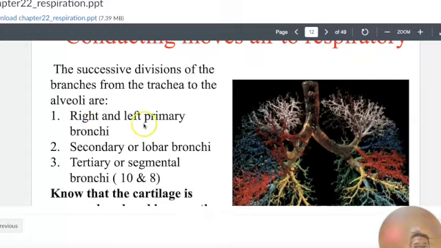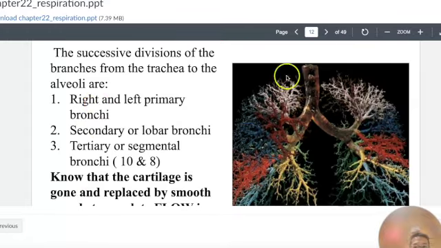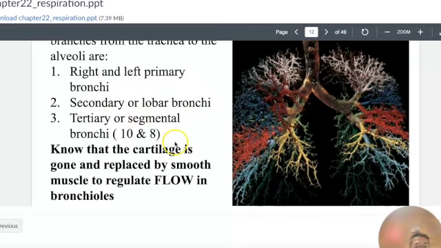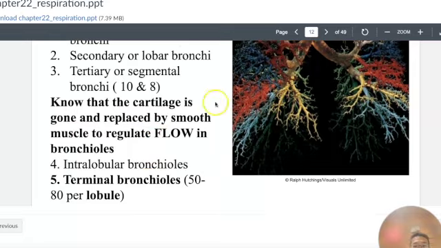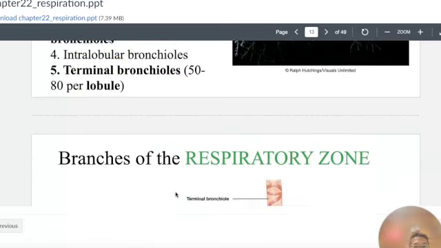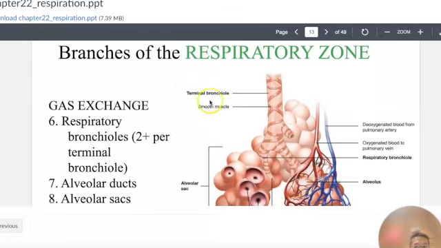So first we have the right and left primary bronchi. We saw that. Secondary, then tertiary. Cartilage is replaced once you pass the tertiary. It's not cartilage anymore; it's replaced by smooth muscle in the bronchioles. And then you have the terminal bronchioles. Here are the terminal bronchioles. Here are the smooth muscles.